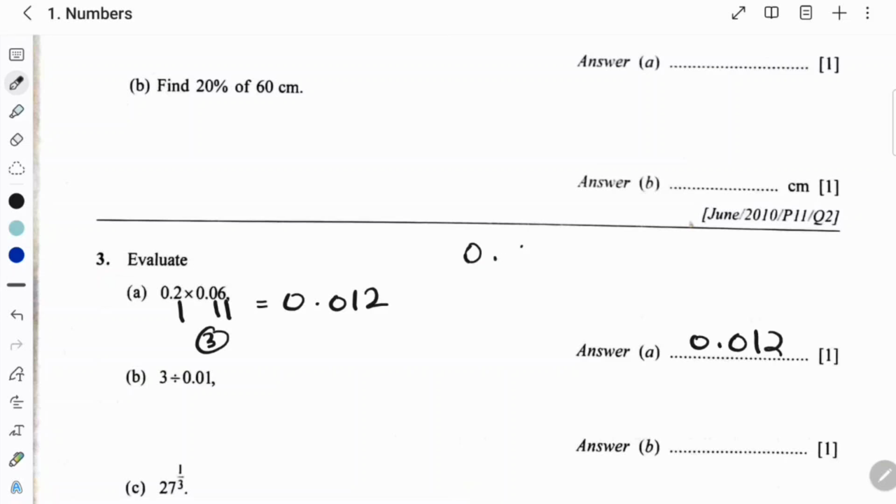I'm repeating again. If it is 0.2 into 0.06, 1 decimal place and 2 more decimal places, so we have altogether 3 decimal places. We have to maintain 3 decimal places in our answer. Otherwise the numbers are 2 and 6, which is 12. So that's why 0.012 is the answer for this question.